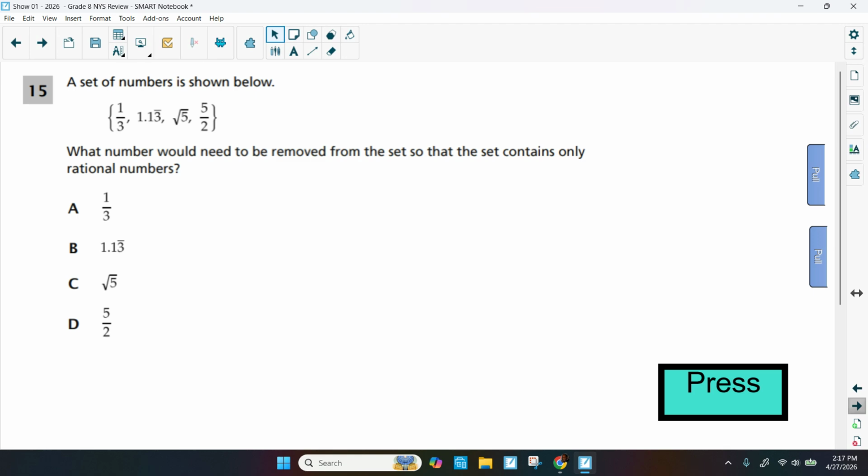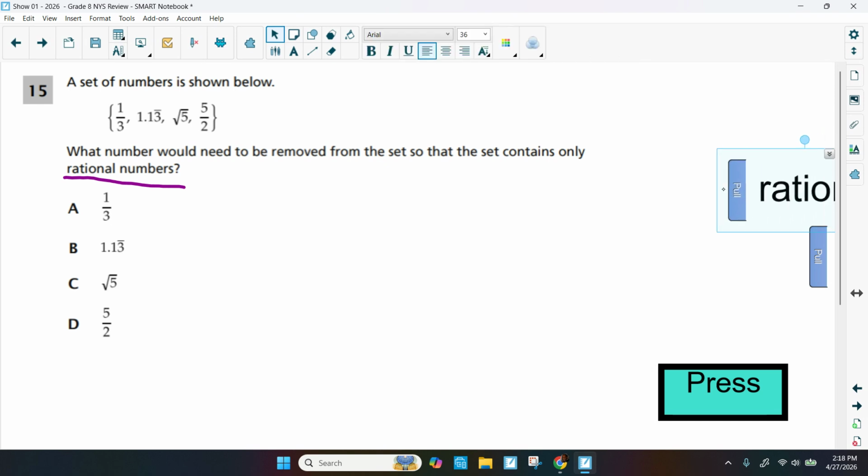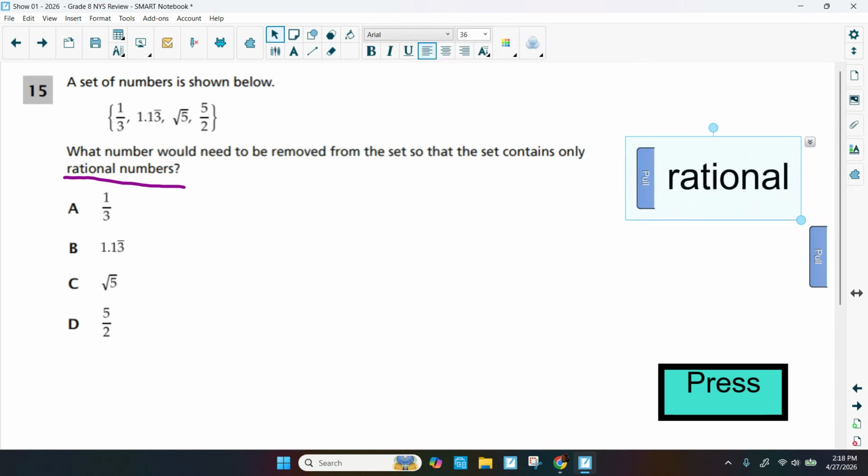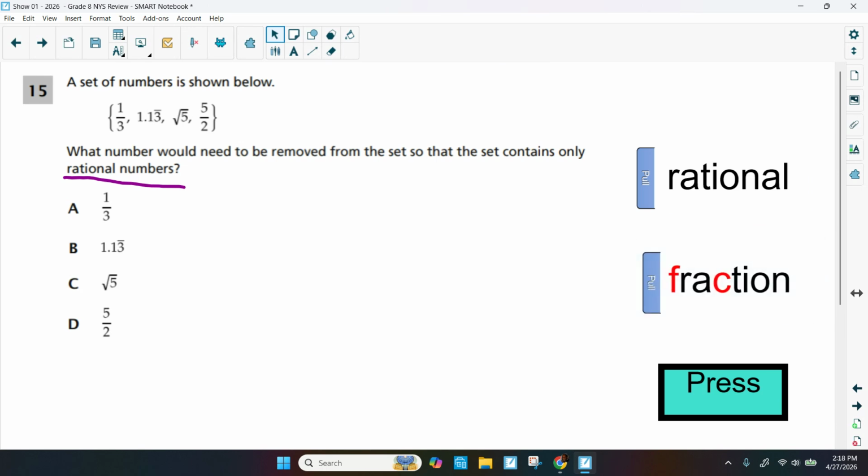What number would need to be removed from the set so that the set contains only rational numbers? Rational numbers. I have a little trick that I show the students. I tell them how I can do some math magic by taking the word rational and change it to its meaning. Let's pull that out by adding 2 letters, F and C, and getting rid of the last 2 letters. So a rational number is a fraction.